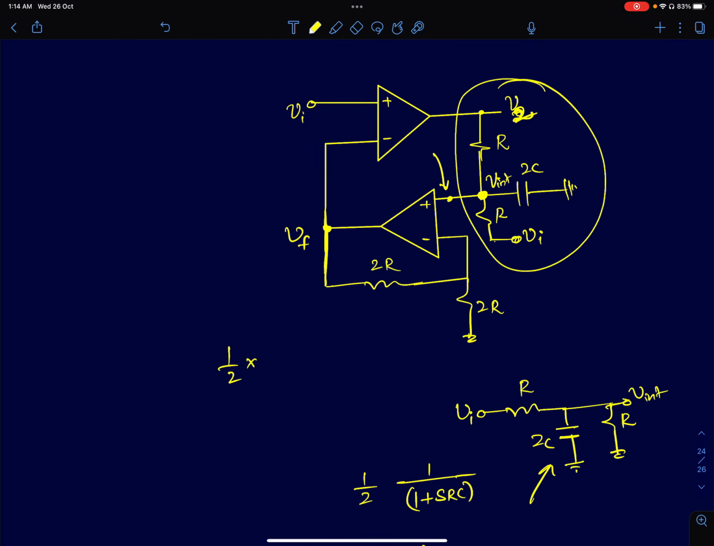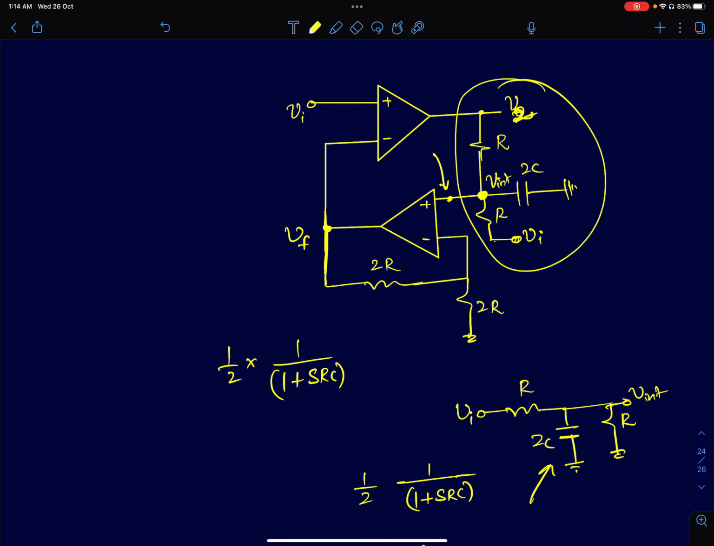Since there is only one capacitor, you'll have at max one pole, and the pole frequency is 1 by RC. You can easily see that 2C into R by 2 is the effective equivalent resistance. So you get 1 by RC. So the transfer function, this is a low pass function. It will be half into 1 by 1 plus SRC.